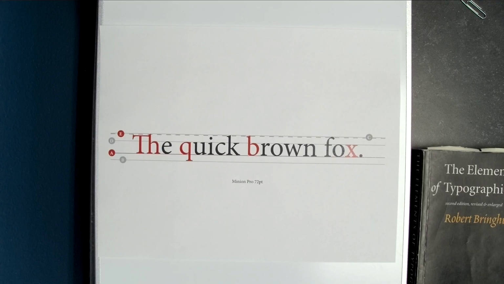So, let's talk about the Quick Brown Fox. Now, you'll notice on this handout, it's 4 words. Some of the letters are in red. I'll explain why in just a minute. But also notice that there is a series of horizontal lines.